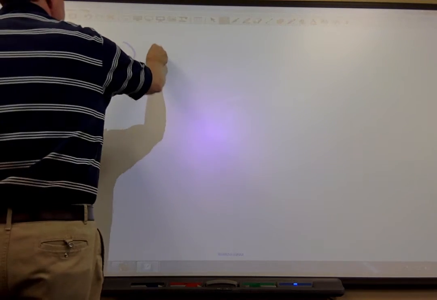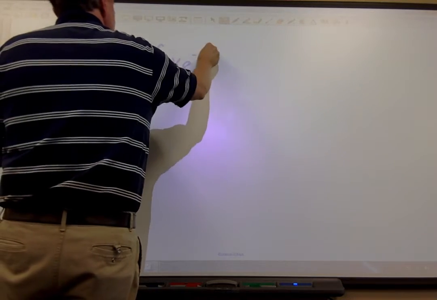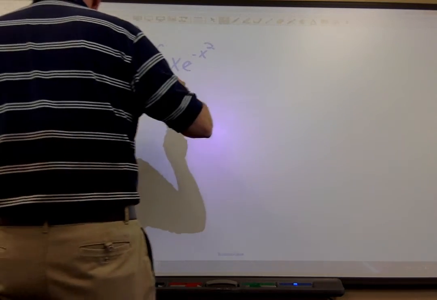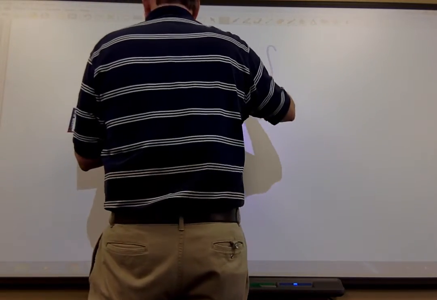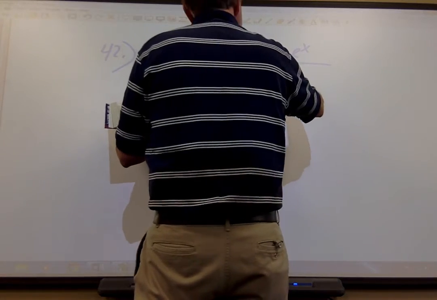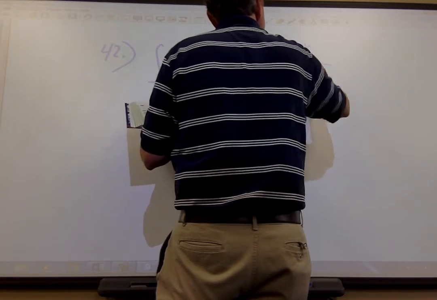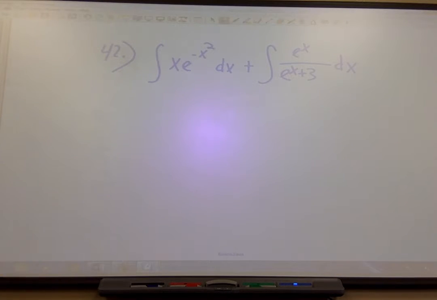42 says x e to the negative x squared. I might split that into two. I'm going to put the dx here and then do a second integral of e to the x over e to the x plus 3 dx. You could split it like that into two antiderivatives.